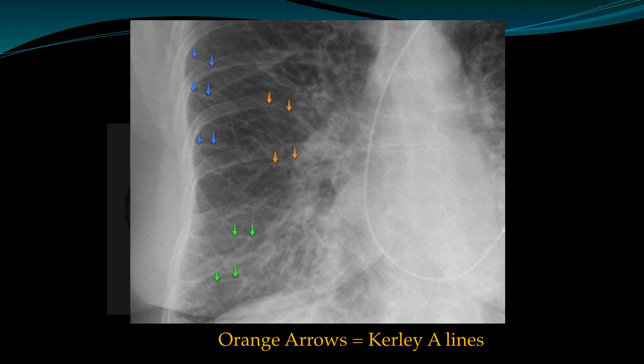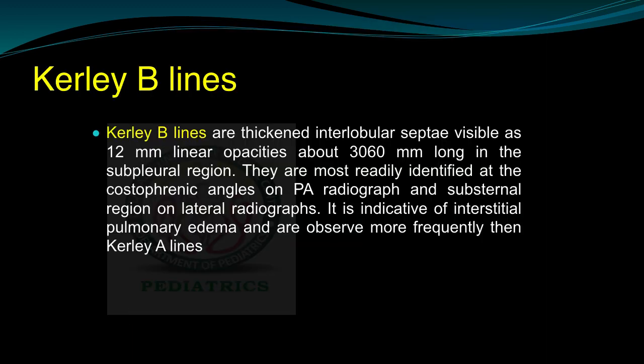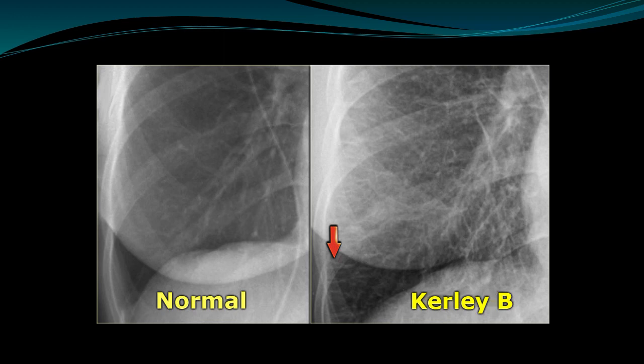Kerley B lines are thickened interlobular septae visible as 1 to 2 mm linear opacities about 30 to 60 millimeters long in the subpleural region. They are most readily identified at the costophrenic angles on PA radiograph and the substernal region on lateral radiographs. It is indicative of interstitial pulmonary edema and is observed more frequently than Kerley A lines.